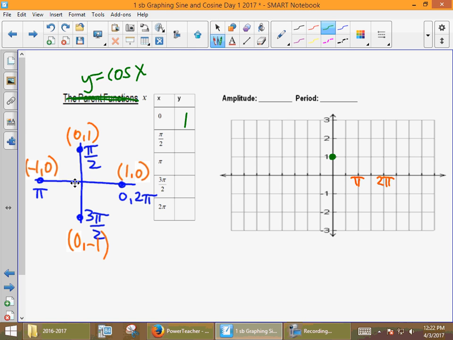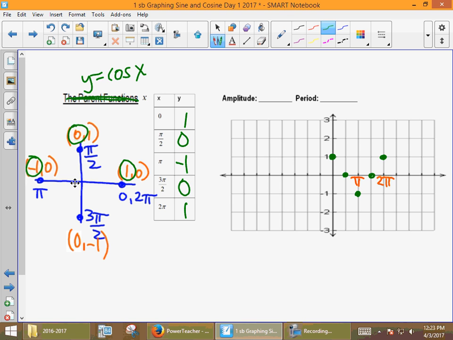At pi over 2, what's your cosine value at pi over 2? 0. So we did 1, now we're doing 0. So pi over 2, 0. At pi, what's your cosine value? Negative 1. 3 pi over 2, 0. And 2 pi back at 1.